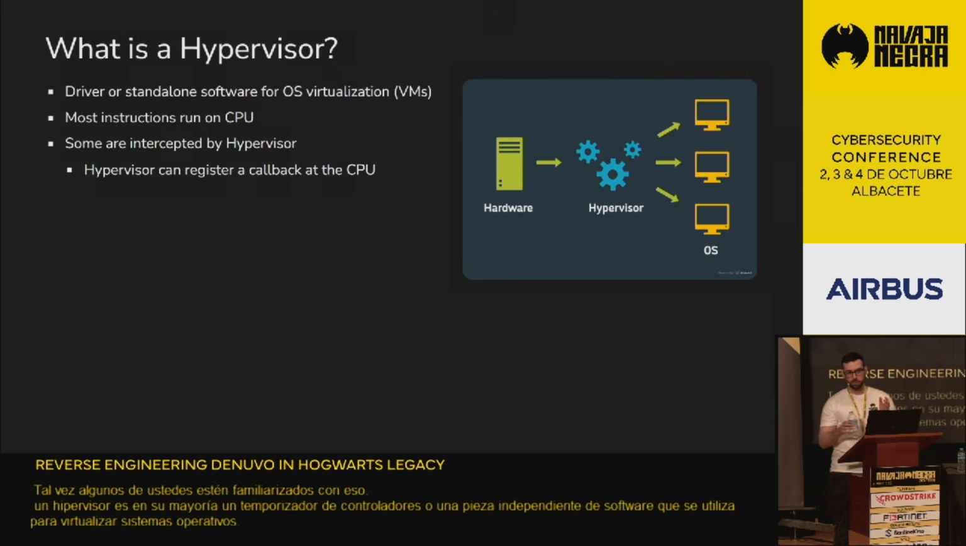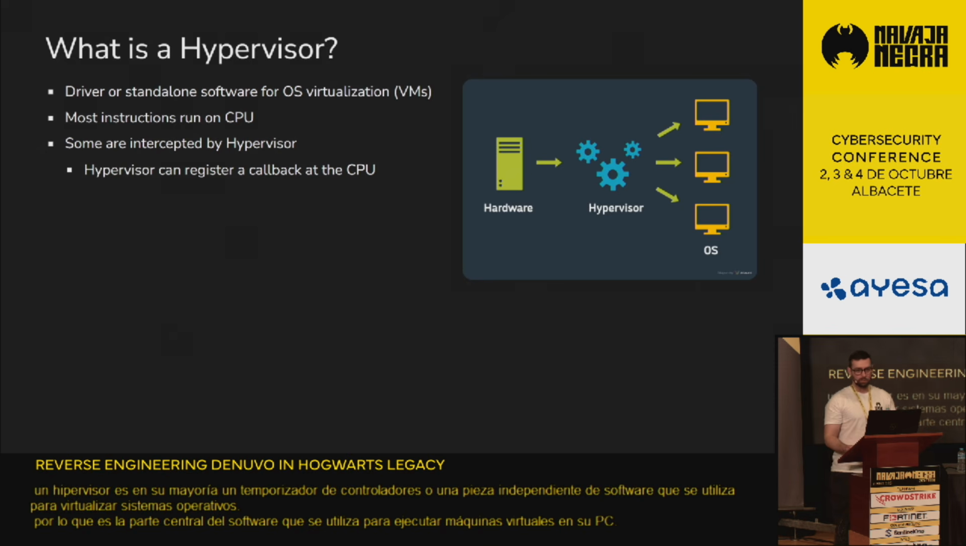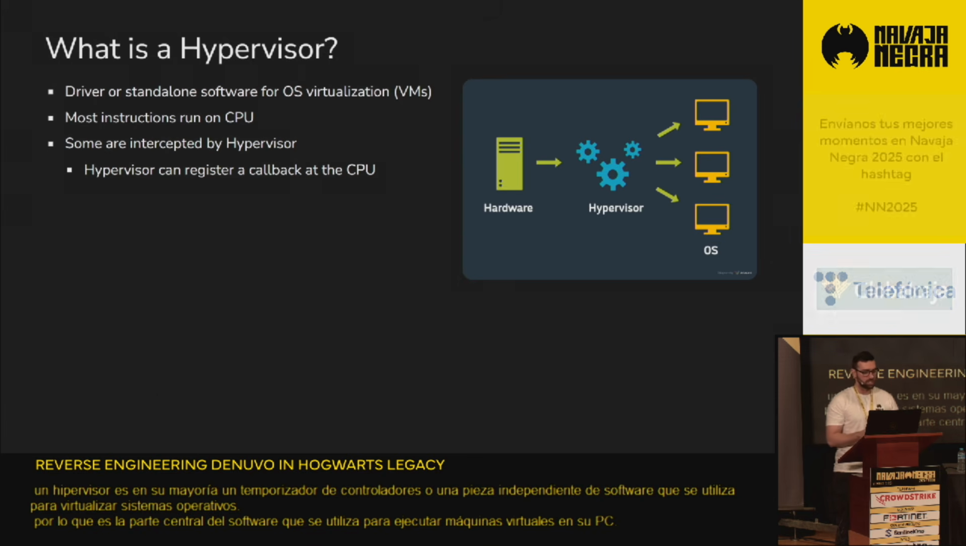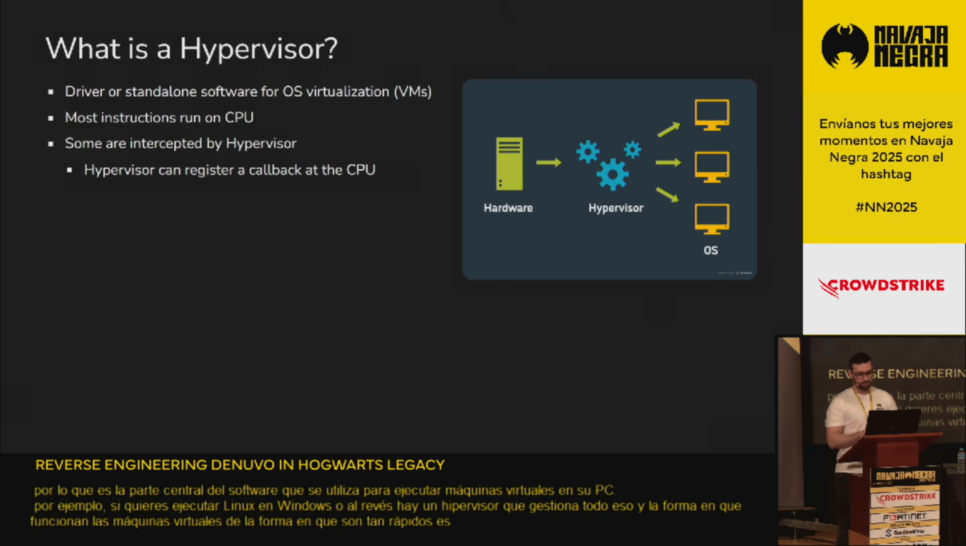So for example, if you want to run Linux on Windows or the other way around, there is a hypervisor that manages all that. And the way virtual machines work, the way they are so fast, is because most instructions run on your real CPU, except for a few special instructions that should not be executed on your real CPU. There is a way for the hypervisor to intercept those. And this works by registering a callback at the CPU.